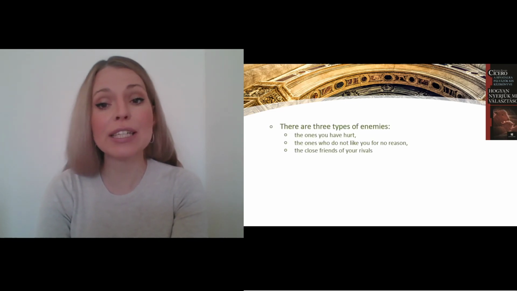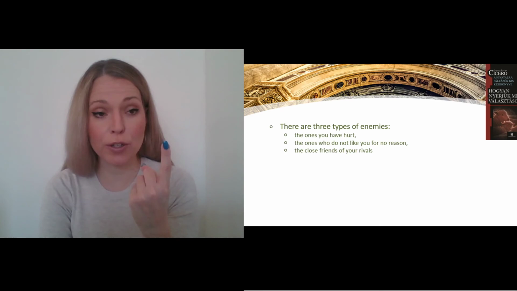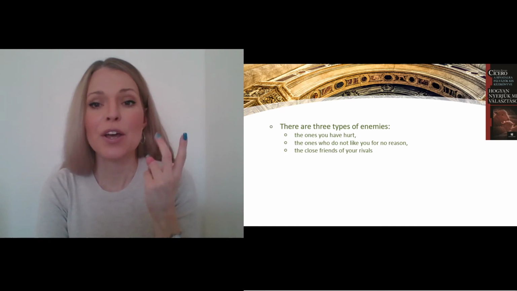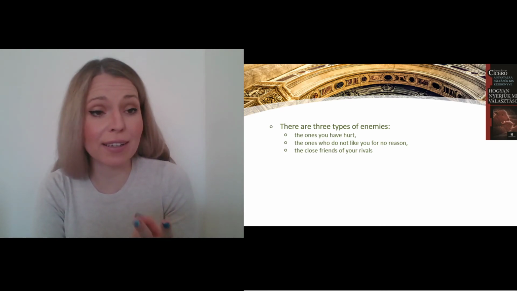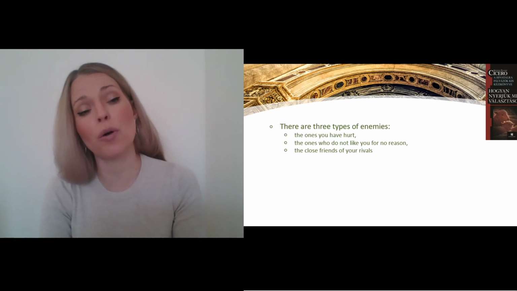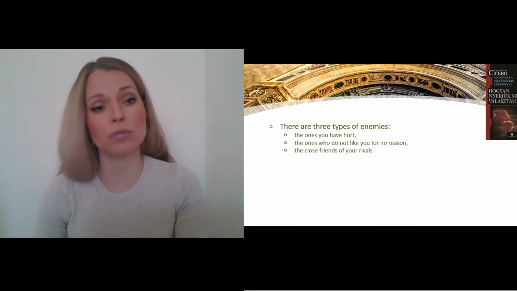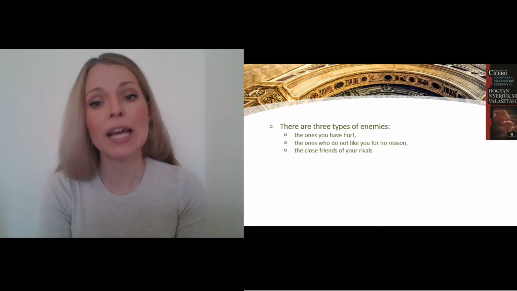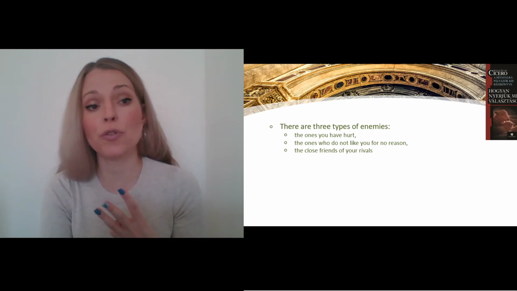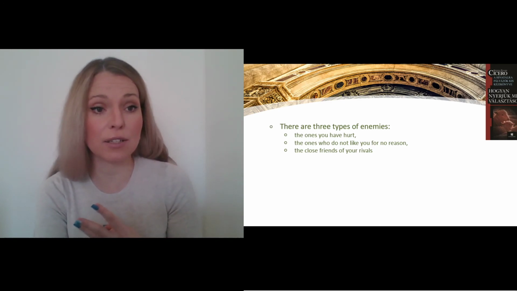Quintus said there are 3 types of enemies: the ones you have hurt, so people who don't like you; the ones who do not like you for no reason, they may be jealous of you or hate you because you are in a more advantageous situation; and the close friends of your rivals, so practically Catilina's friends.